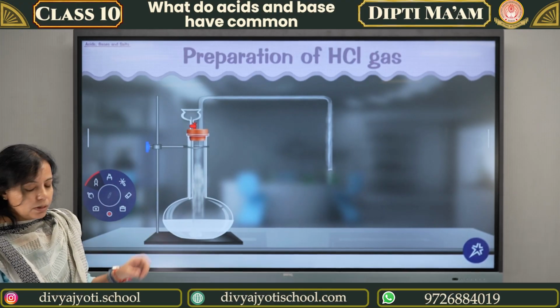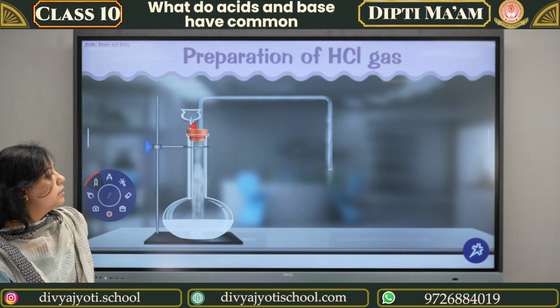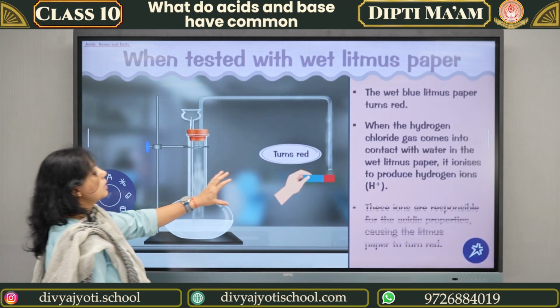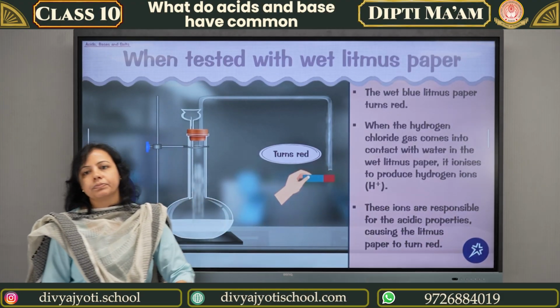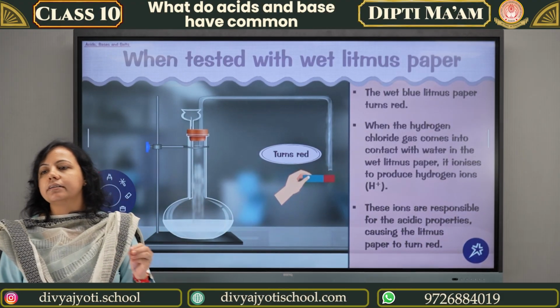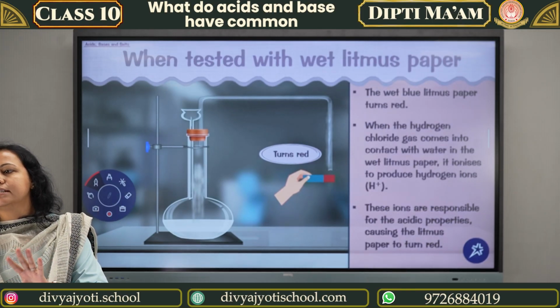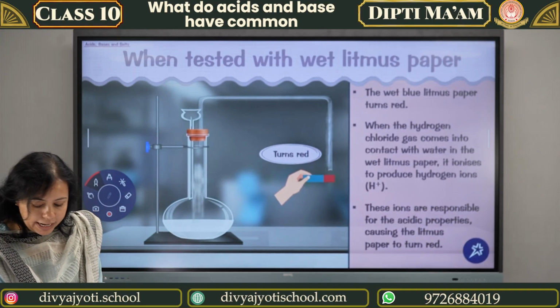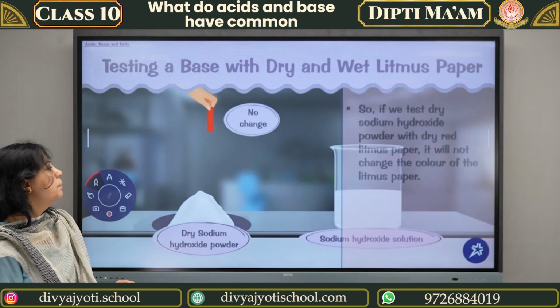But suppose you take wet litmus paper. Then you observe the blue litmus paper convert into red. That means the acid reacts with the water and is converted into H+ and Cl- ions.